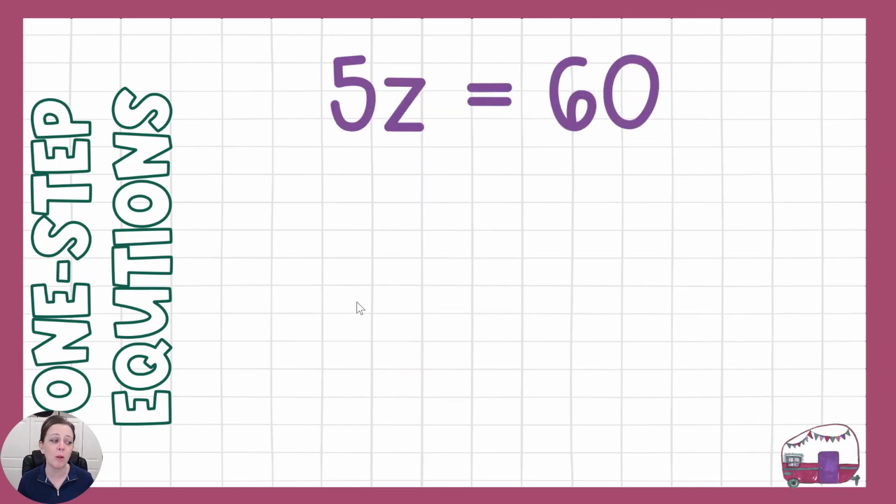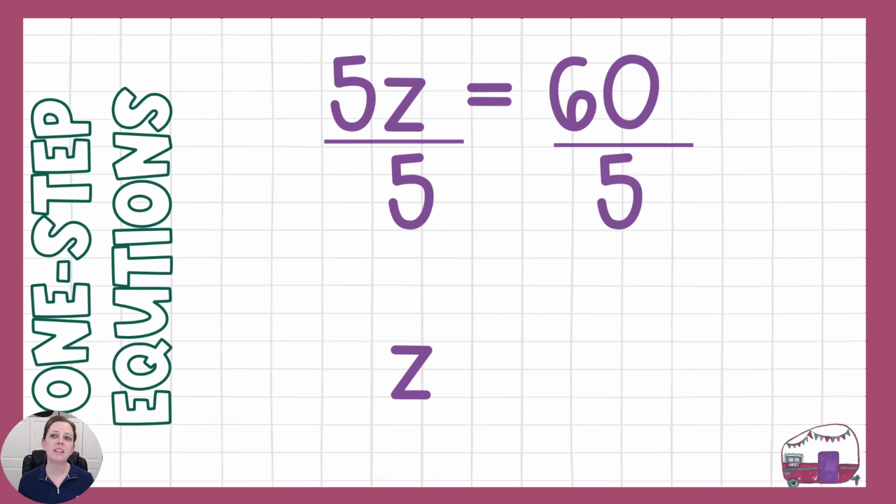Let's look at our next problem. 5z equals 60. 5 times what is 60? So this is a multiplication problem. We're going to do the opposite and do some division. So 5 divided by 5 gives me 1, which is 1z. I don't have to write the 1. And then do the same thing to the other side. 60 divided by 5 is 12, so z is 12.